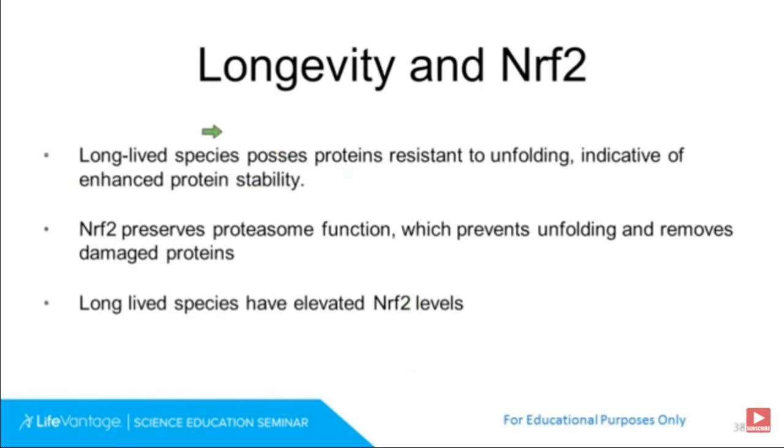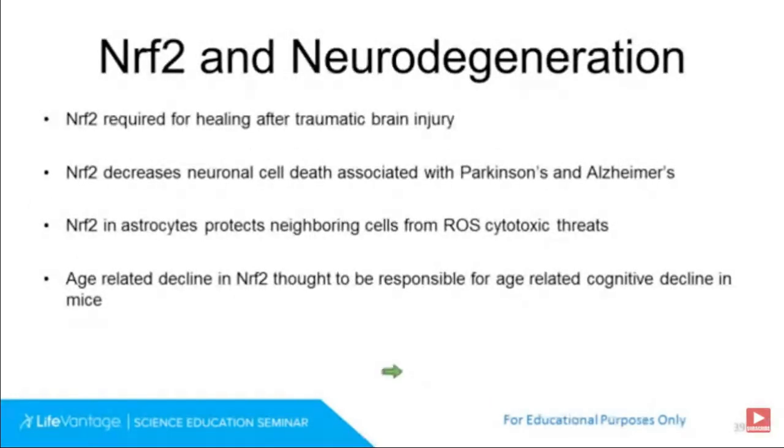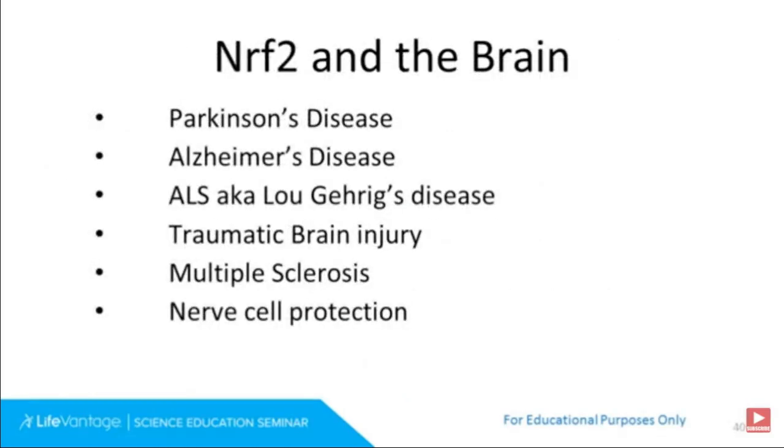Longevity has been looked at with Nrf2, and in general, what they have found is that those creatures that have the highest levels of Nrf2 tend to live the longest within their species, and those with the lowest levels of Nrf2 have the shortest lifespans. Neurodegeneration we talked about. They studied Nrf2 in Parkinson's and Alzheimer's disease, and also some other neurological conditions we'll get to. So here we go. Parkinson's, Alzheimer's, ALS, traumatic brain injury, multiple sclerosis, and nerve cell protection have all been looked at with Nrf2, and there are numerous articles showing positive effects on all of these different conditions.